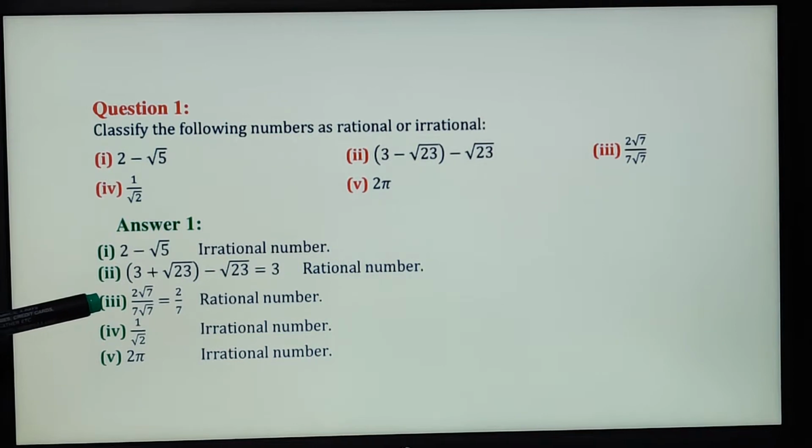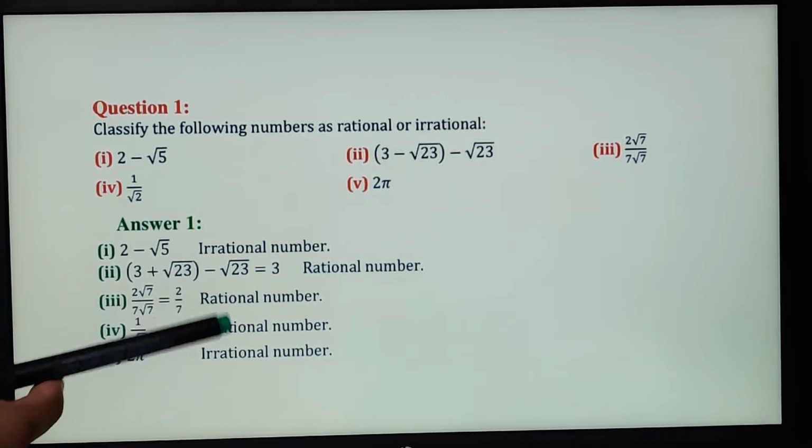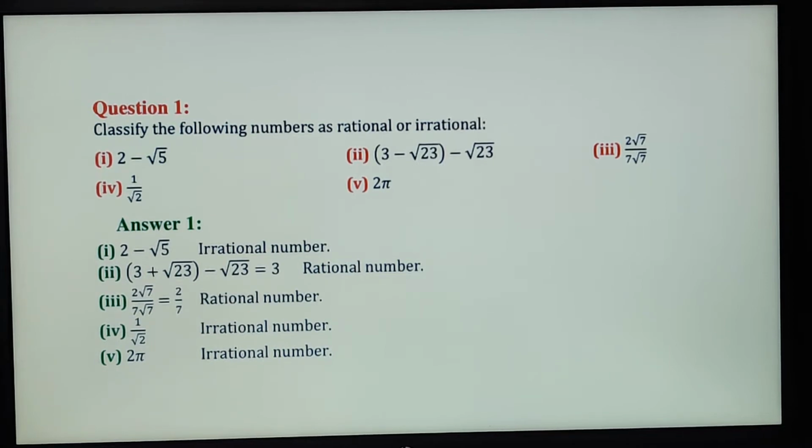Now question number 3. 2 root 7 divided by 7 root 7. Here root 7 will get cancelled. So what will remain left? 2 by 7, and 2 by 7 is the p by q form of a number. So that's why it is a rational number.